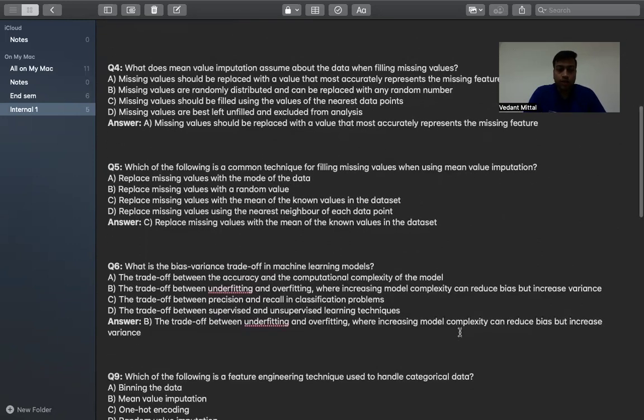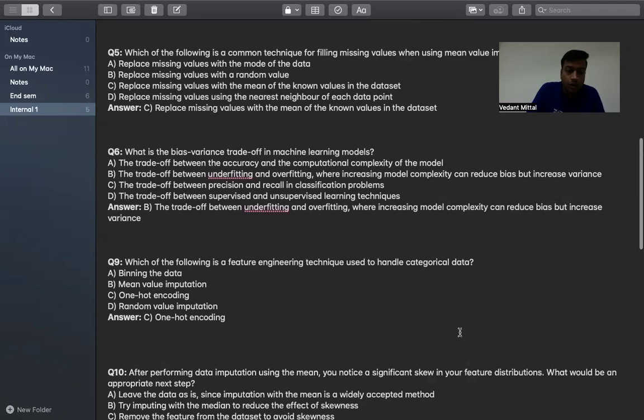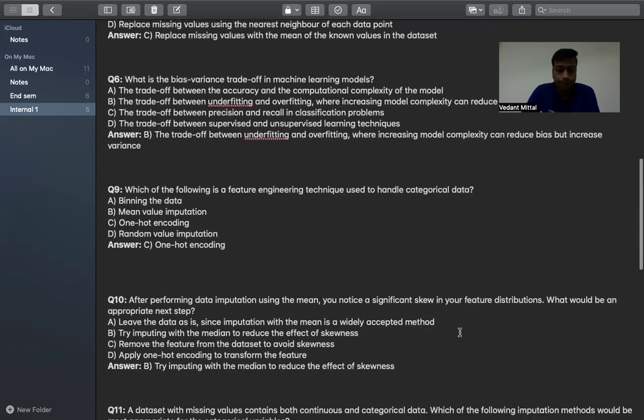Now, the next question is, what is the bias variance trade-off in machine learning models? The trade-off between accuracy and computational complexity, the trade-off between underfitting and overfitting, the trade-off between precision and recall, and the fourth option is the trade-off between supervised and unsupervised. So the correct option is option B, the trade-off between underfitting and overfitting, where increasing model complexity can reduce bias but increase variance. Now, the next question is, which of the following is a feature engineering technique used to handle categorical data? Binning the data, mean value imputation, one-hot encoding, random value imputation. So the correct answer is one-hot encoding.